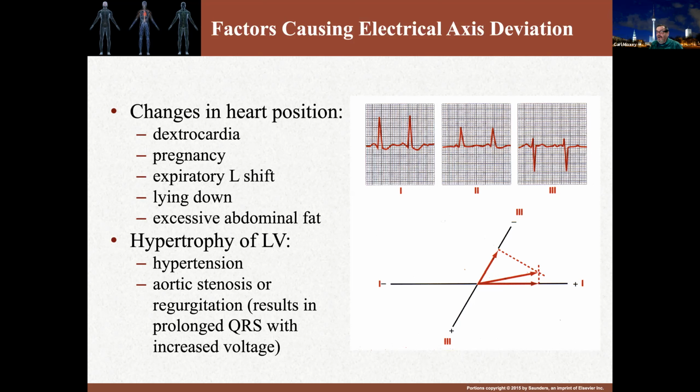And this can be caused by the hypertrophy of the left ventricle, can be caused by hypertension, because now the left ventricle has to work harder to pump the blood against the afterload. Or it can be caused by either aortic stenosis or regurgitation. And this is going to result in a prolonged QRS with a greater than normal voltage. In other words, greater than normal deflection.